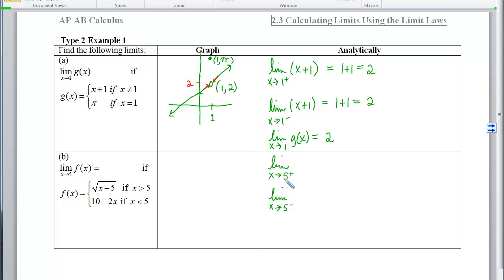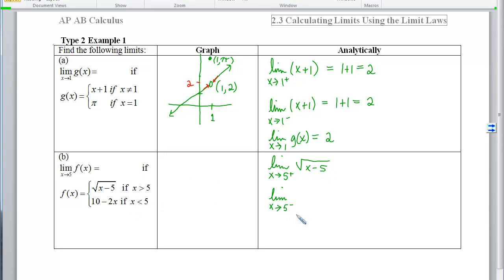So if I'm approaching from the right, I need x values that are a little bit larger than 5. So I go look at my two branches, and I see that in this top branch, x is larger than 5. So that means I'm going to be computing the limit on this branch.